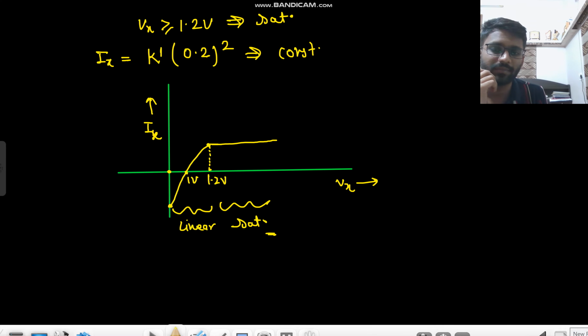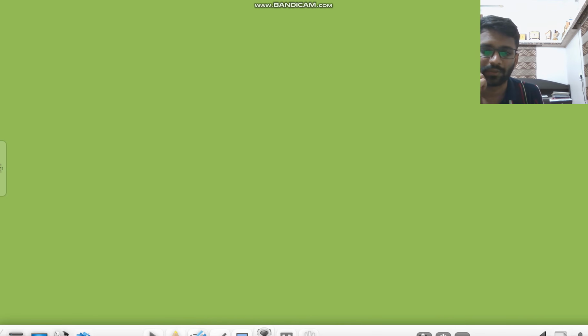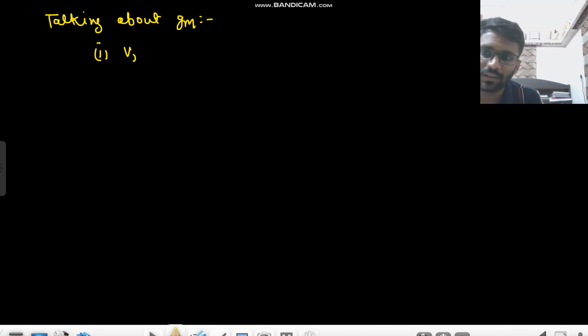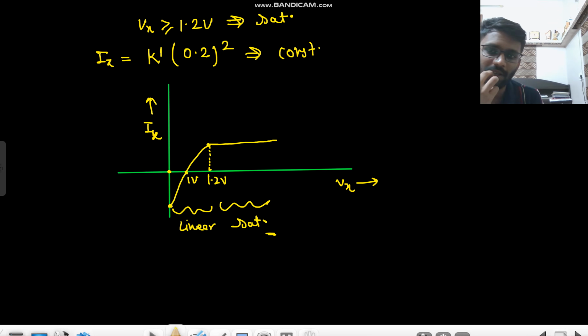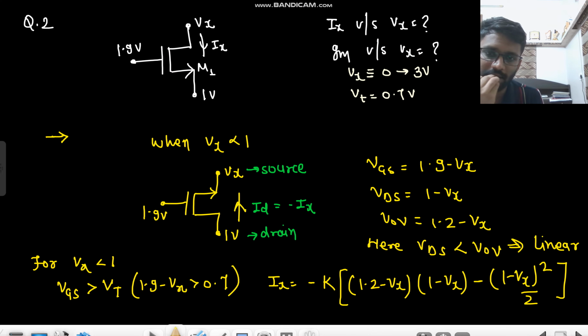If you talk about gm, in the next page we will be talking about gm. We should have talked about that with current only, but I forgot that, okay. Talking about gm, taking the first condition, when Vx is less than 1, this will be in the linear region, right? This is in the linear region.